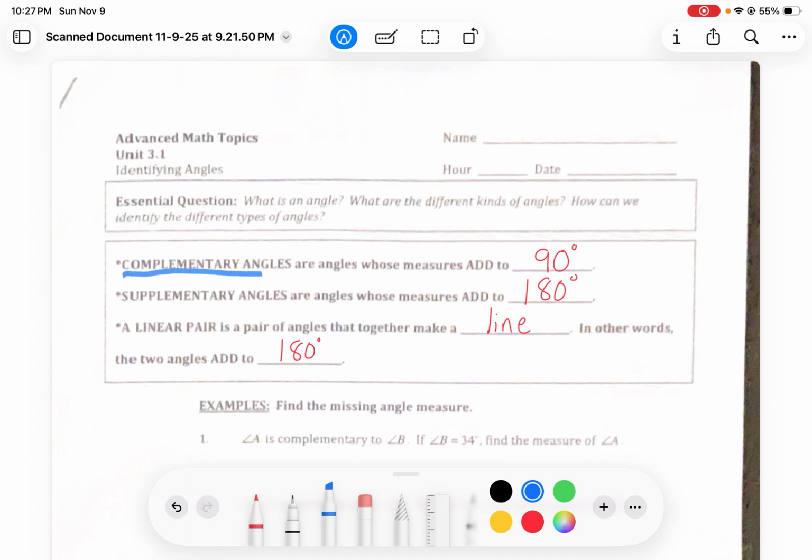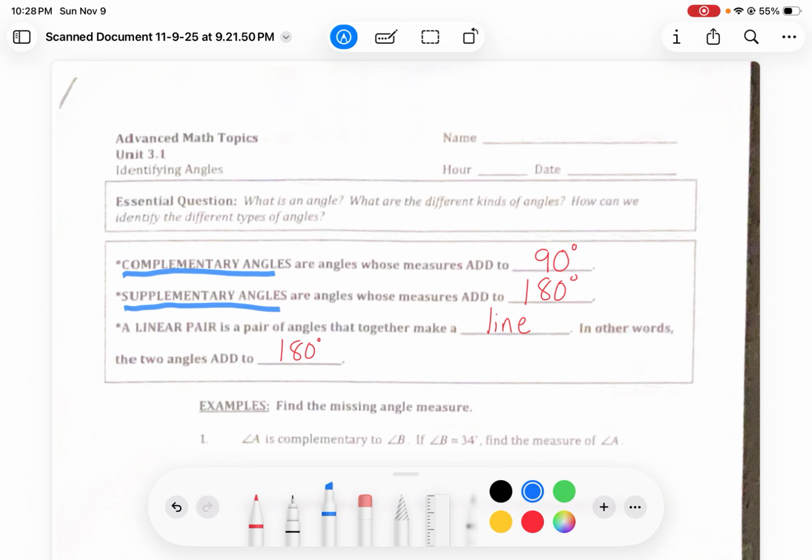Complementary angles are any two angles that add up to 90 degrees. So for example, one angle is 70, one angle is 20. Those add to 90. Supplementary angles are any two angles whose measures add up to 180.